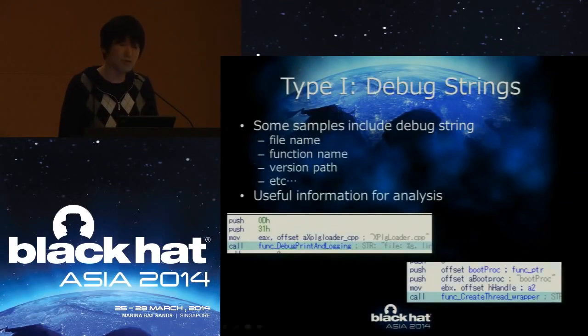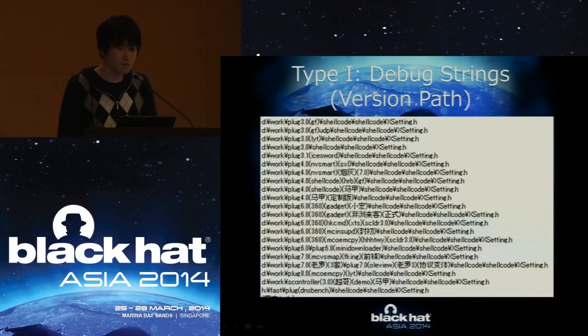By the way, type 1 samples sometimes include several debug strings. For instance, source code file name, function name, and source code file path like this. We can see the version and some characteristic Chinese strings in the path. AlienVault uses them for identifying the PlugX author.